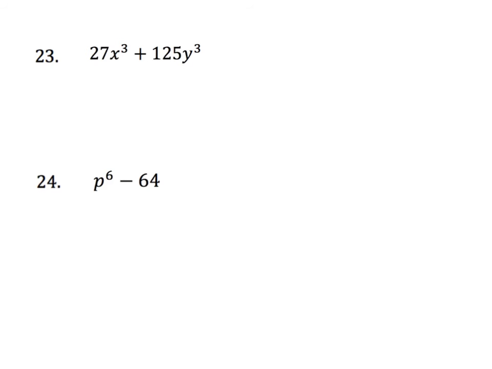27x cubed plus 125y cubed. Right? The cubed root of 27, what number cubed was 27? Well, that was a 3. So that's 3x. 3x times 3x times 3x is 27x cubed. The cubed root of 125y cubed would be 5y. So if I want to factor this, I can factor it using our sum and difference of cubes pattern, which was I start with the same sign, so 3x plus 5y.